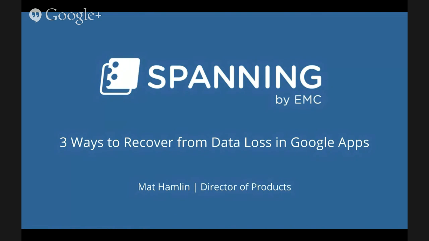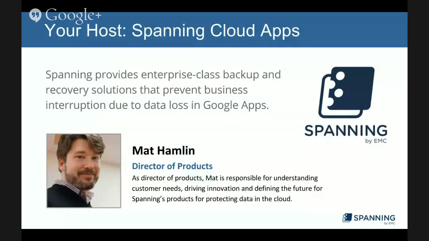So just a little bit about what we do here at Spanning. Spanning is a company that focuses on providing enterprise-class backup and recovery for data in the cloud, specifically Google Apps, Salesforce, and Office 365 soon. We protect against things like human error, malicious intent, and things that happen in the environment that are driven by users and actions, and not typically from traditional issues like disaster recovery scenarios. I'm Director of Products here at Spanning. I help drive overall product direction and strategy. I've been in the industry for quite a while.